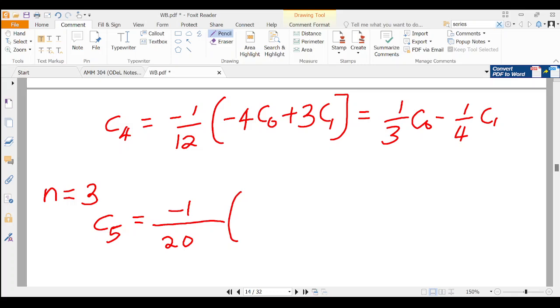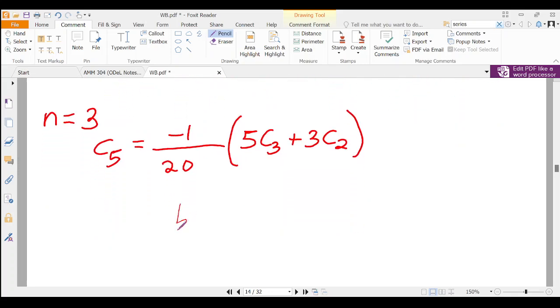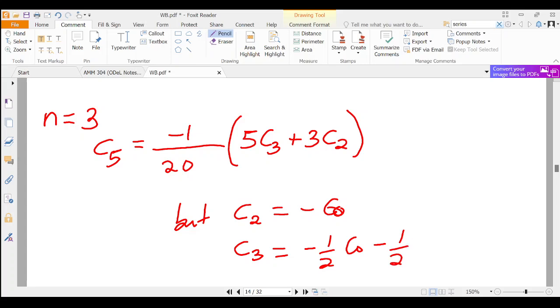Then we have n plus 2 Cn. So 3 plus 2 Cn, that will give us 5 C3 plus 3 C2. 5 C3 plus 3 C2. But we have seen that C2 is equal to minus C naught and C3 is equal to minus 1 over 2 C naught minus 1 over 2 C1.